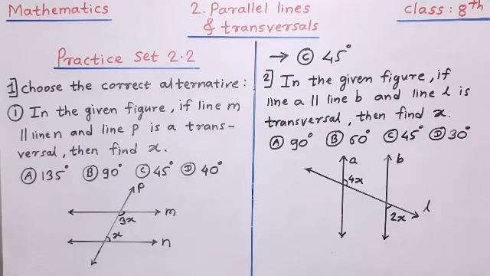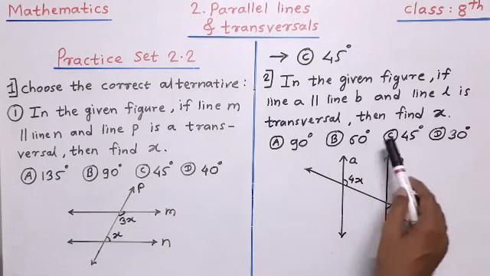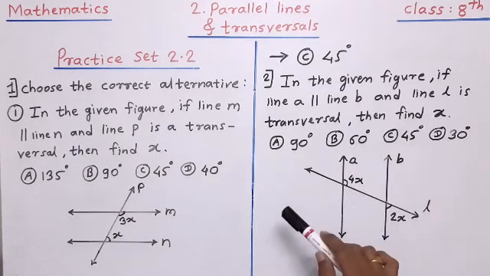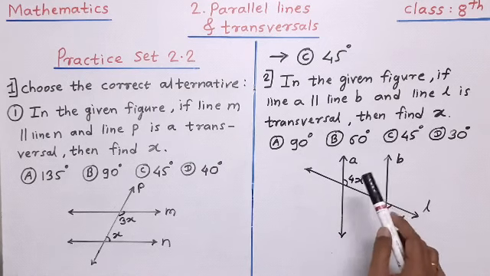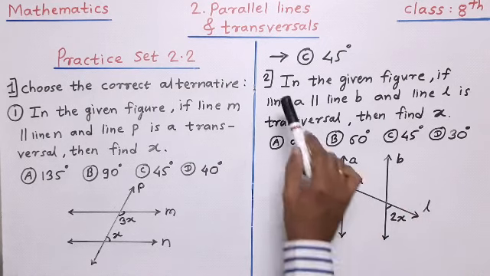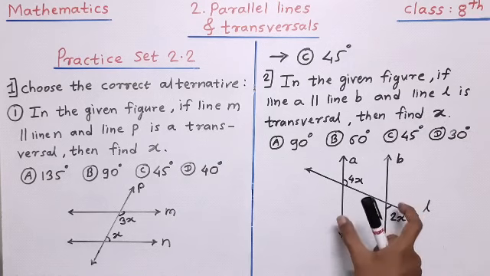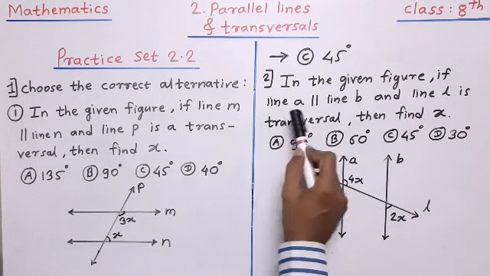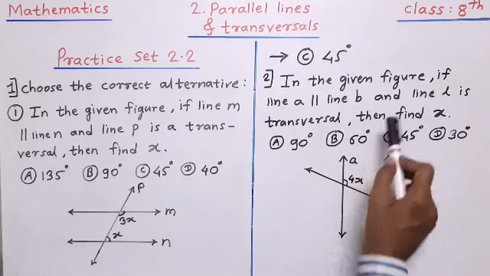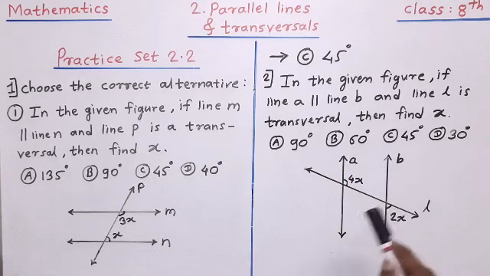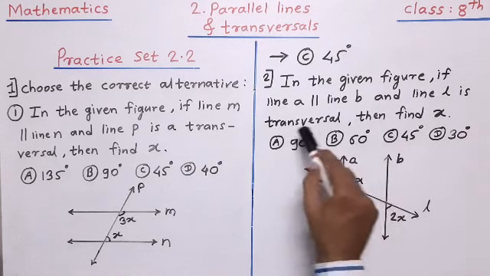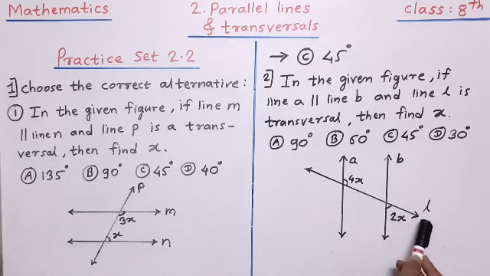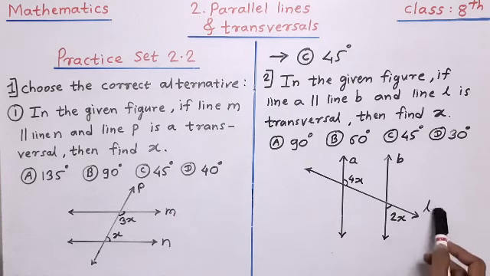Okay, now let us see the second question under the same instruction. Choose the correct alternative. See, 4 options are given in the second question also, and we have to find the correct option. In the given figure, if line A is parallel to line B, A and B are parallel lines, and line L is a transversal. See, this is the transversal, and name of this line is line L.